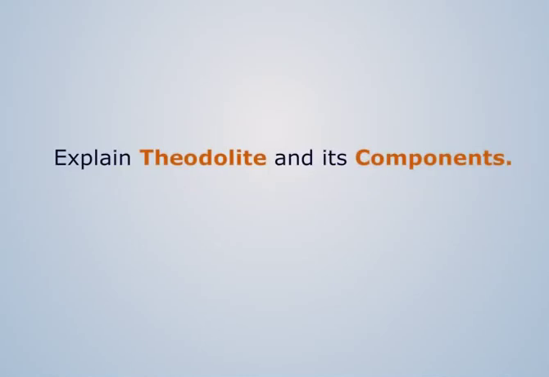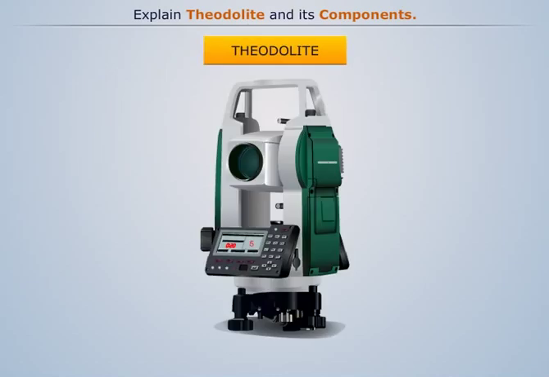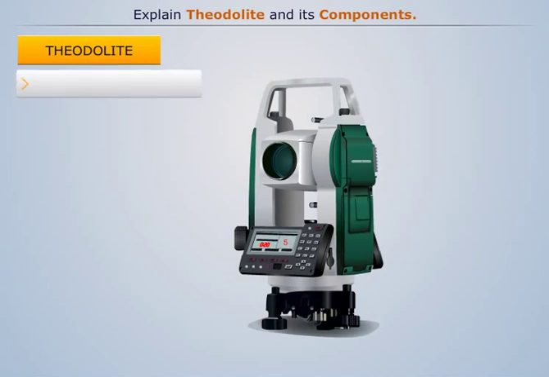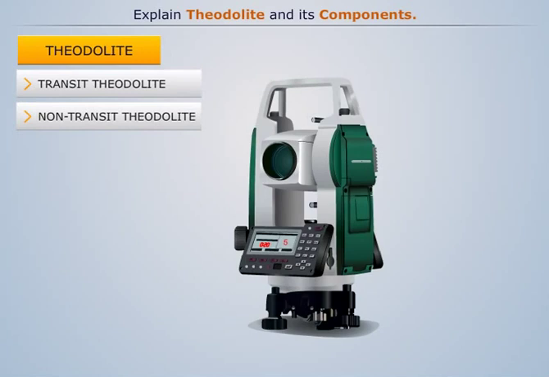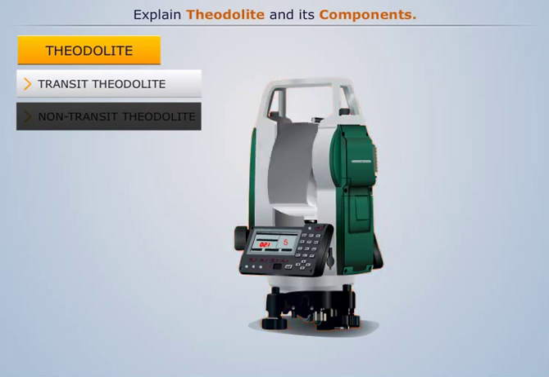Explain theodolite and its components. Theodolites are electronic devices used for the measurement of vertical and horizontal angles for mapping applications and in the construction industry. There are two types of theodolites: transit theodolite and non-transit theodolite. The transit theodolite refers to a type of theodolite in which a telescope can flop over to allow easy back sighting and doubling of angles.